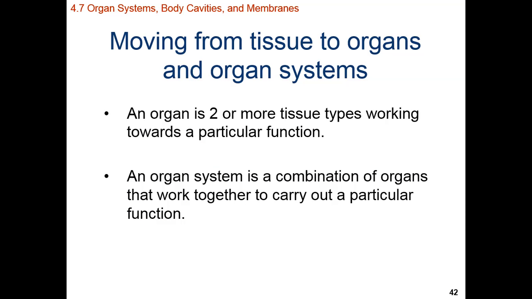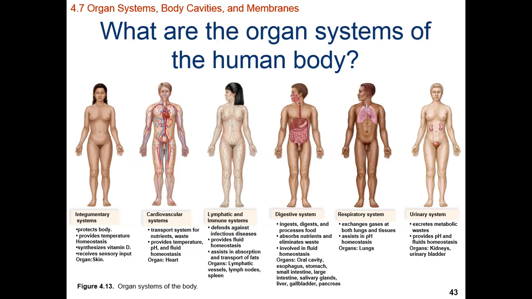So, let's continue on as we move from tissues to organs and organ systems. An organ, generally speaking, is two or more tissues working together for a particular function. And an organ system is two or more organs working together for a particular function. So we're noticing a pattern here. If we have two or more organ systems, then we have the organism. So let's talk about some of the organ systems of the body.